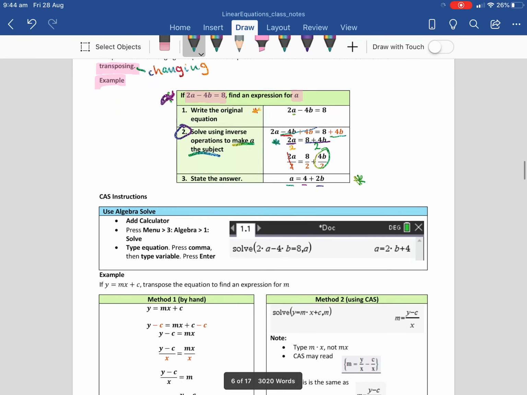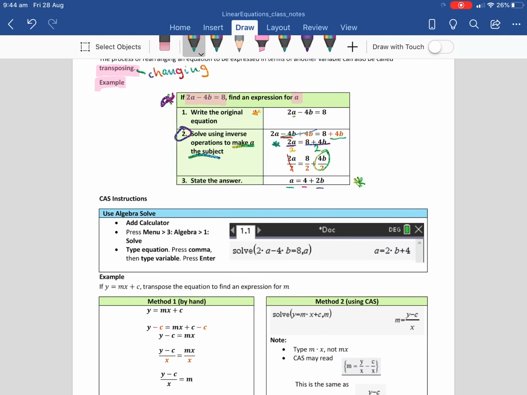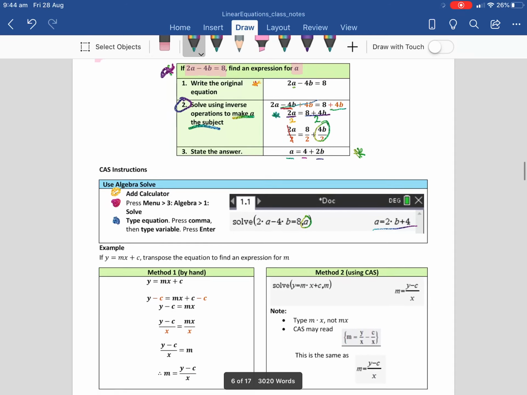There are some CAS instructions here. So in your calculator, you will go to menu, algebra, solve. And so it's the same thing as what you've been doing before, but obviously if you're trying to find a variable, okay, so you're trying to find a, then it'll give you the equation that you need.